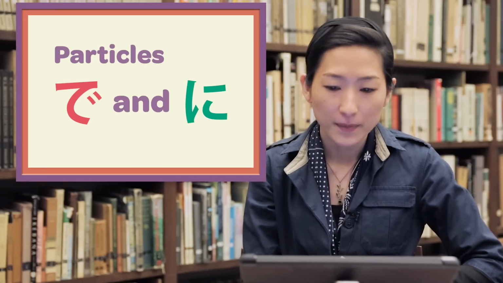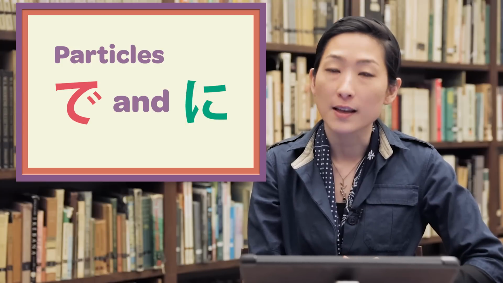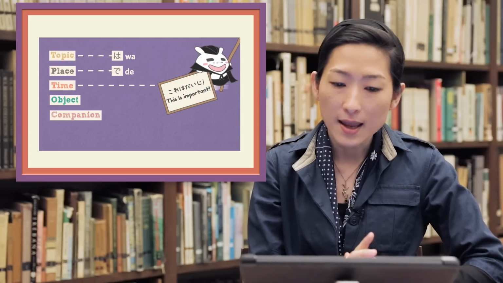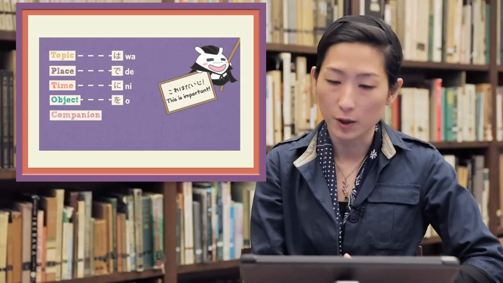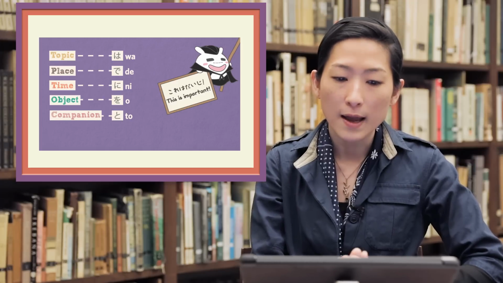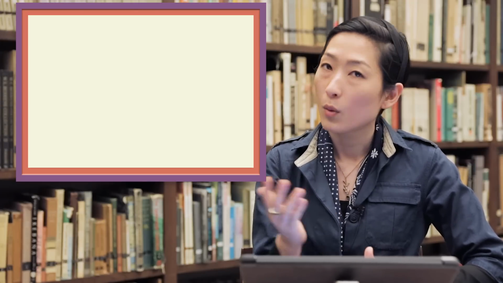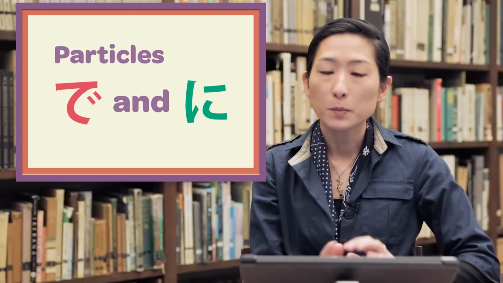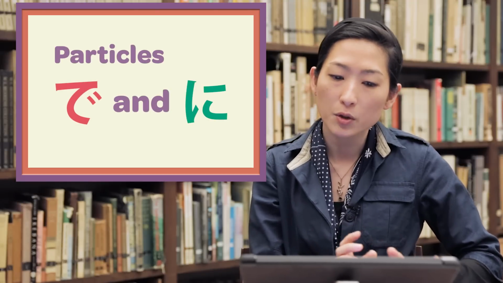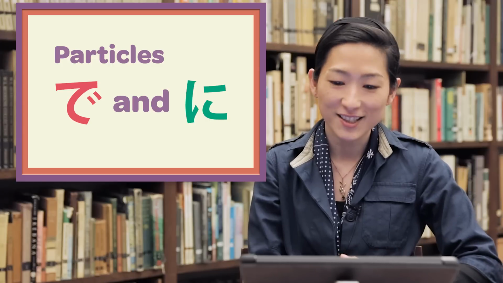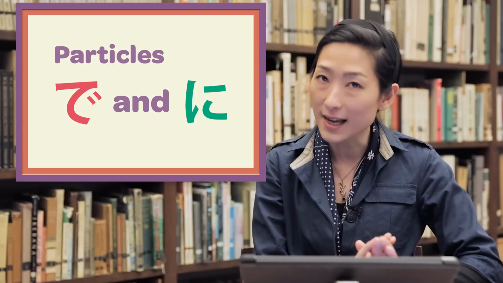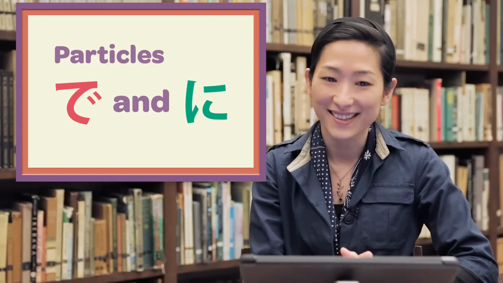Today we'll be focusing on the particles de and ni. If you watched our Uki Uki Lesson 17, you know that de is a particle that's used with a place word. But very often you have also the particle ni with place words too. What's the difference? A lot of people get confused about this and misuse these particles. So let's talk about how you can tell exactly when to use de and ni.